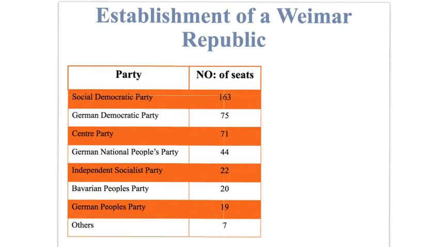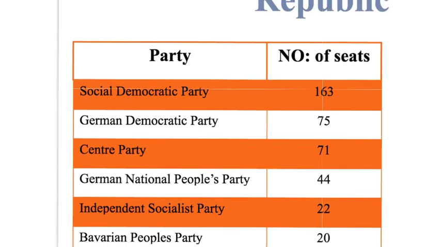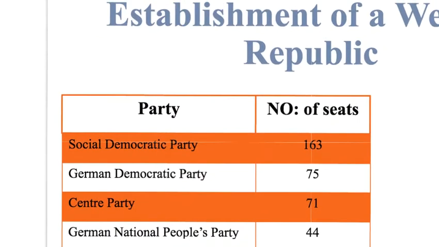The result of the elections, as you can see here, meant that no party had a majority. This meant that in 1919 a coalition government was formed, even though the Social Democratic Party had vastly the majority of seats. It was still a coalition government.